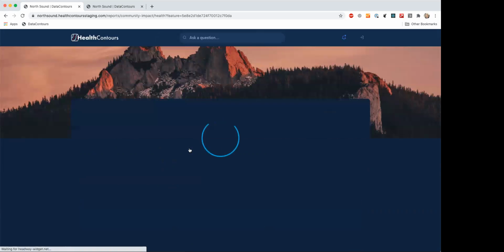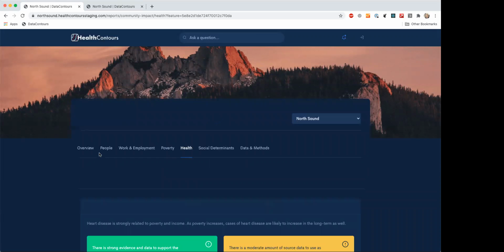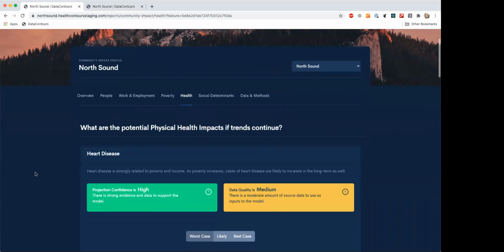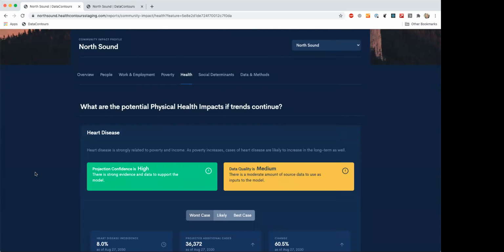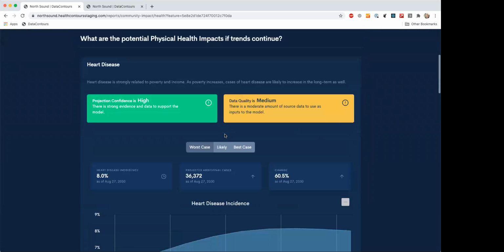So in the health model, a couple of things. We have different indicators. We have 4 indicators on the health model right now, and 3 indicators that we're using for social determinants. We're continuing to add as we're able to source data and develop the predictive models for each of these.